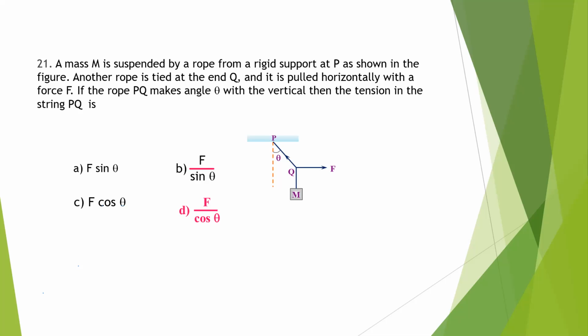I hope you are able to see the figure clearly, how M is suspended and supported. If the rope PQ makes angle theta with the vertical, then the tension in the string PQ is... From the figure you can sort out and draw one more figure for your understanding.